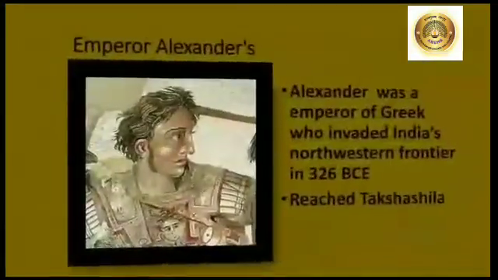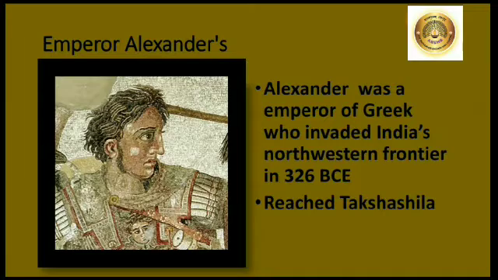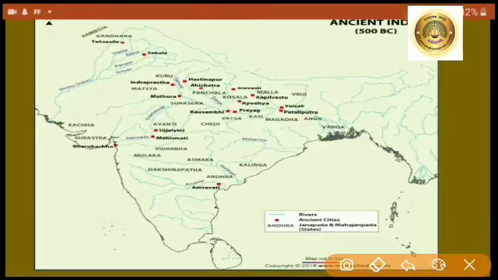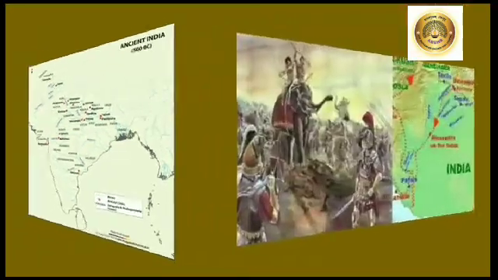Children, Alexander was an emperor of Greece who invaded India's northwestern frontier in 326 BCE and reached Takshashila. Here is the map. I will show you Takshashila. Here is Takshashila and here is the Sindhu river. The Indus river is also known as the Sindhu river. So Alexander crossed this Sindhu river and reached Takshashila. Got it, children? Very well.